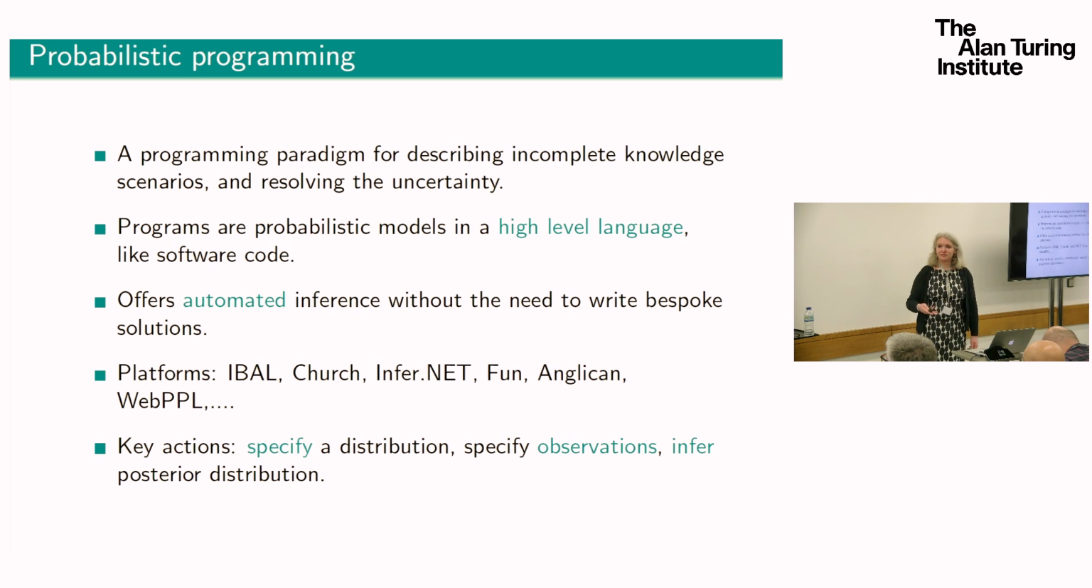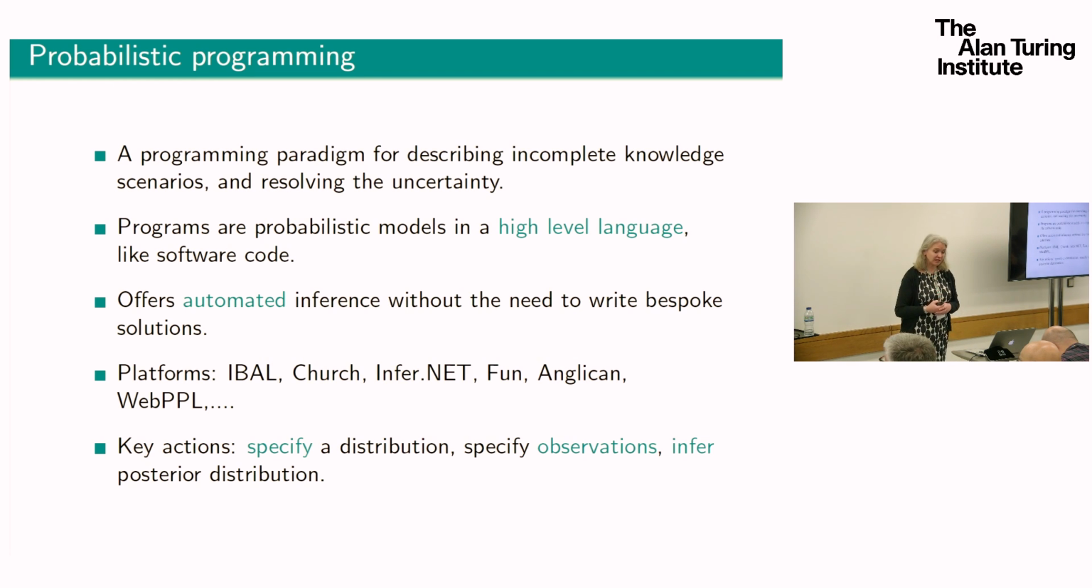So I'm sure most people here are familiar with probabilistic programming more than I do, but it's always difficult when you're talking to a general audience, so I'll just quickly go through. It's a programming paradigm for describing incomplete knowledge scenarios and resolving uncertainty. And the programs themselves are high-level languages that look like software code but have the probabilistic elements that we saw earlier this afternoon with Luke, with the idea of having random variables as a first-class object in your language. So these offer automated inference without the need to write bespoke solutions, so similar to what we wanted. And types of platforms I'm thinking about are things like IBAL, Church, Infer.net, Fun, Anglican, Web PPL.